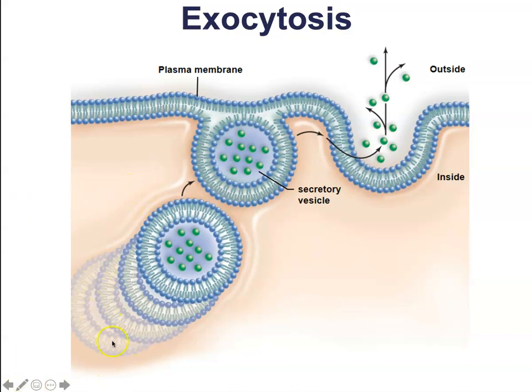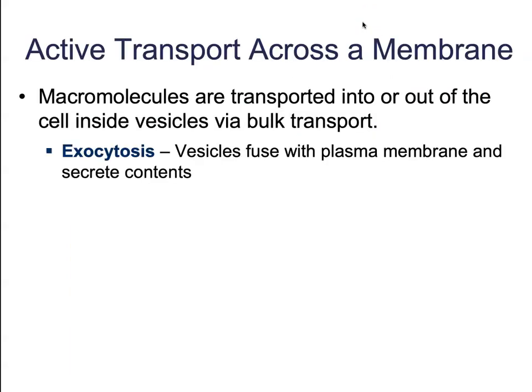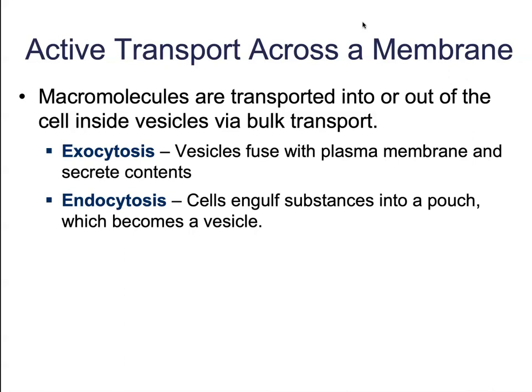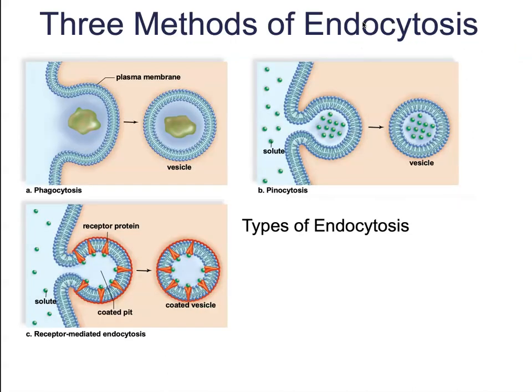That transport vesicle is going to come to the surface of the cell. It's going to fuse its membrane with the plasma membrane, and when it does so, it's going to release its proteins to the outside world. Endocytosis looks like the exact same thing, but in reverse. So in exocytosis, those vesicles are going to fuse with the plasma membrane to secrete those contents. In endocytosis, the cell is going to engulf substances into a pouch, which will then become a vesicle, which can then be digested. This is what endocytosis is going to look like.